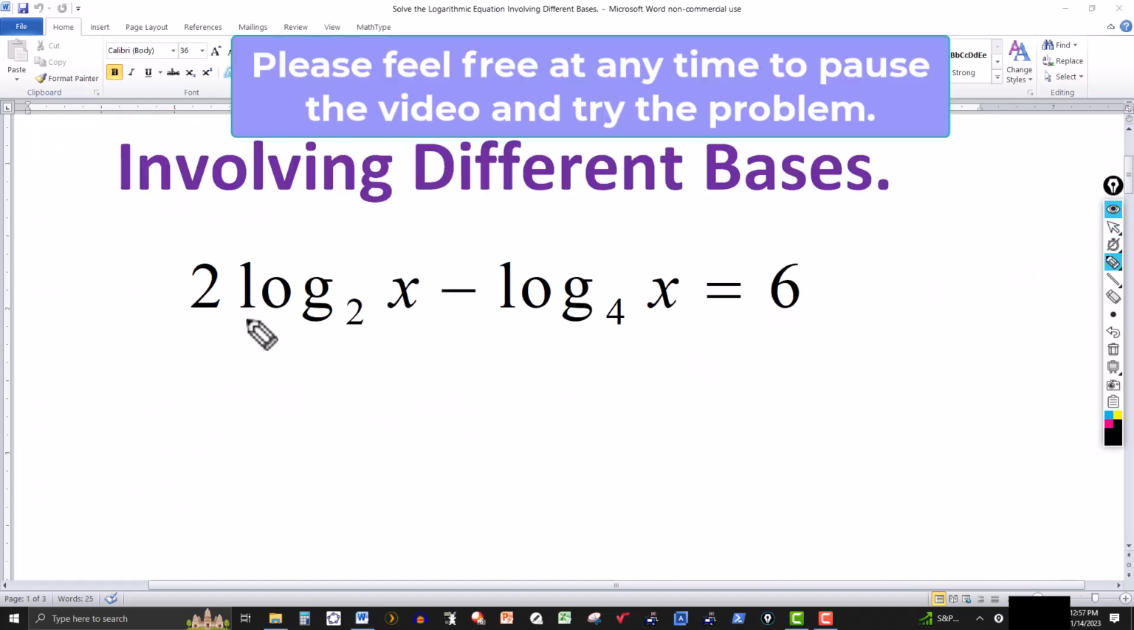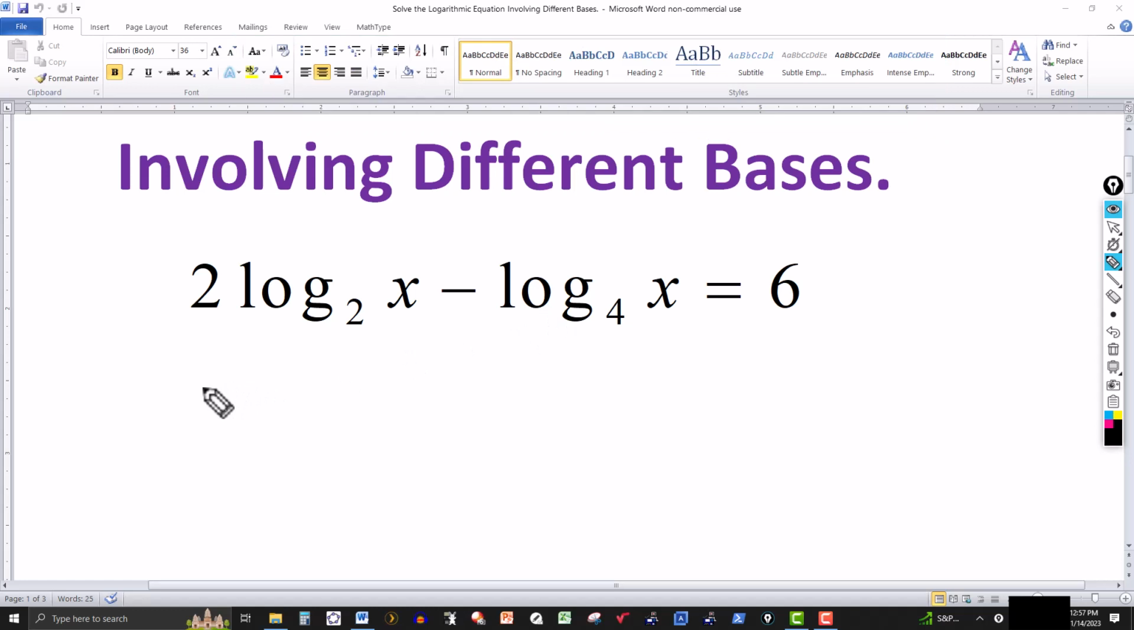So for the first method, I'm just going to use the natural log. So I'm going to change this to base e. So this is going to become 2. And then I got log of x to base 2. That'll become natural log, using the change of base formula. Natural log of x over the natural log of whatever the base is here. And then it's minus, same thing for this one. It's the natural log of the x and the natural log of the base here, which is 4. And that's equal to 6.